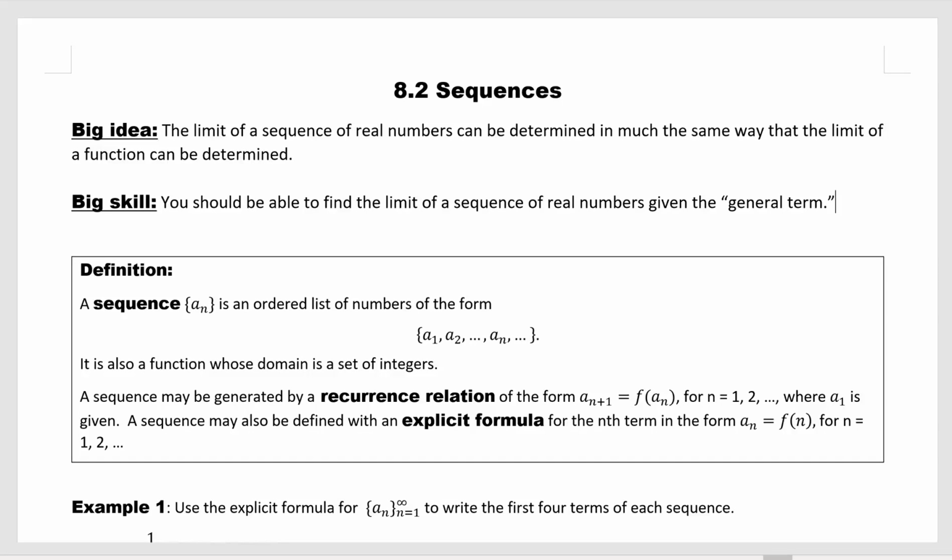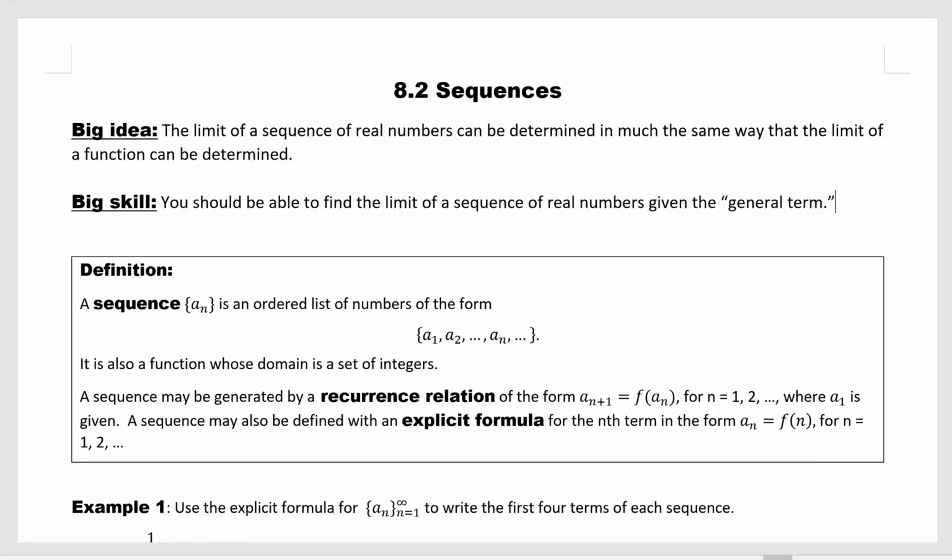Okay? Big idea. The limits of a sequence of real numbers can be determined in much the same way as the limits of a function can be determined. Big skills, you should be able to find the limits of a sequence of real numbers given the general term.